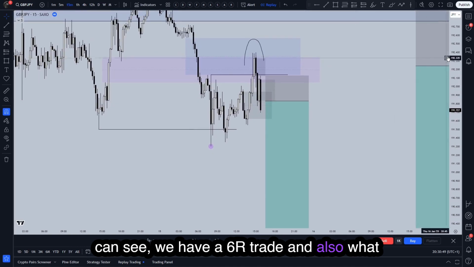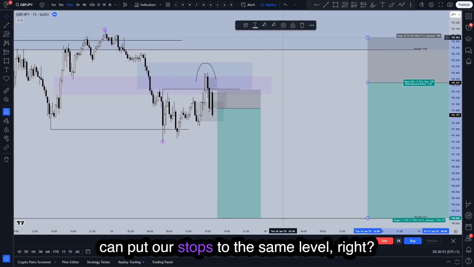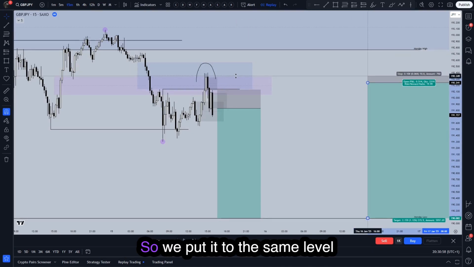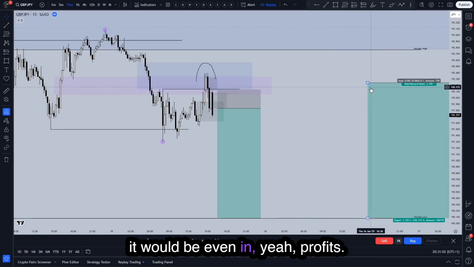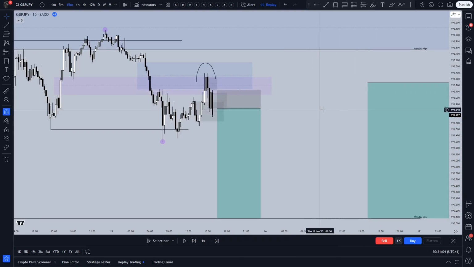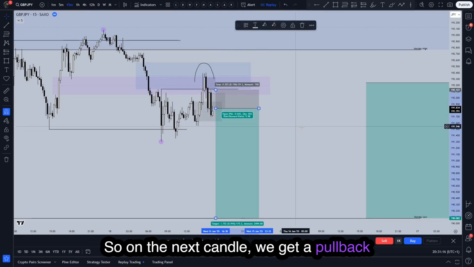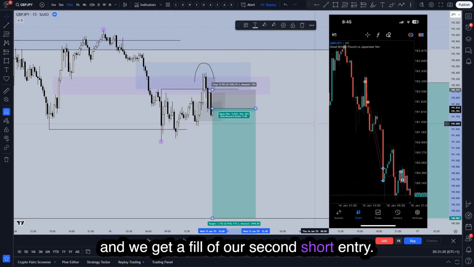And also, what we can do now on the swing trade, we can put our stops to the same level, right? Because we have found a new invalidation. So we put to the same level, and as you can see in this case, it would be even in profits. So on the next candle, we get a pullback and we get a fill of our second short entry.